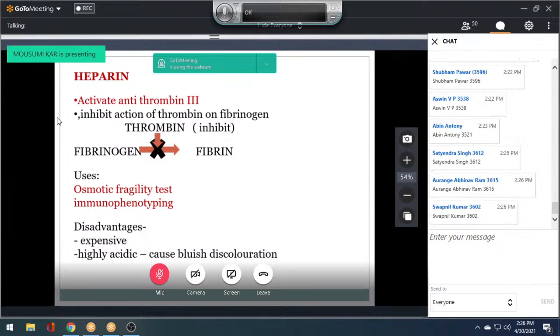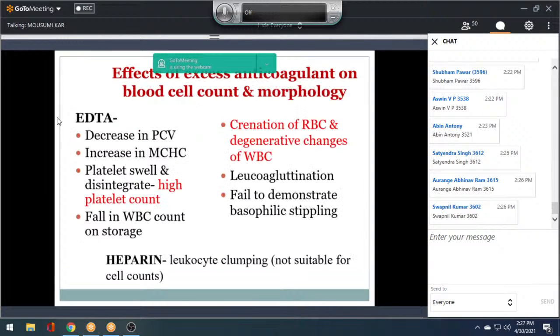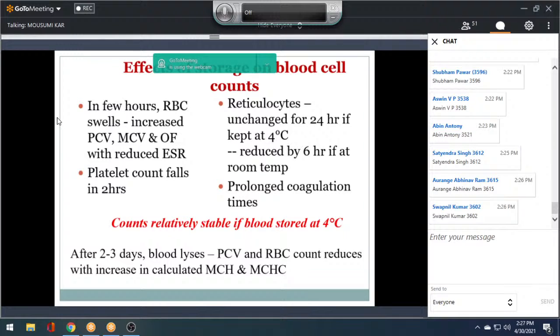And so there is a fall in WBC count. RBCs can get crenated, so they can shrink. Again the PCV will reduce and the MCHC will increase. And heparin we already learned, useful even for a CBC.